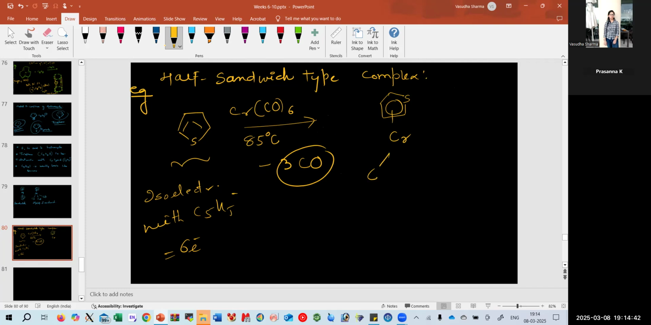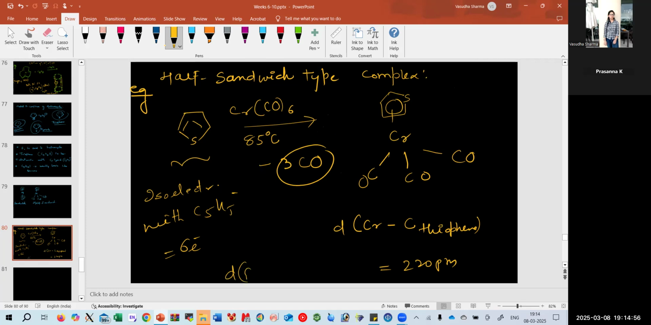This is CO, another CO, and CO. And here, the distance between chromium and carbon of thiophene is 220 picometer, whereas the distance between chromium and carbon of your carbonyl is 177 picometer.